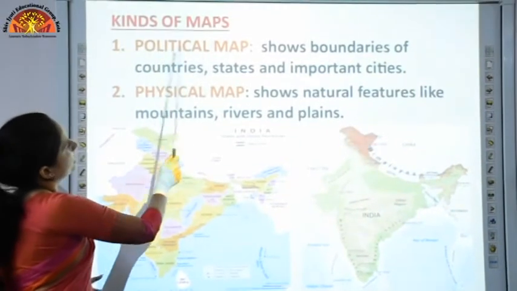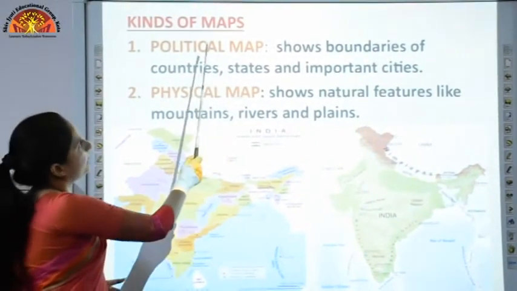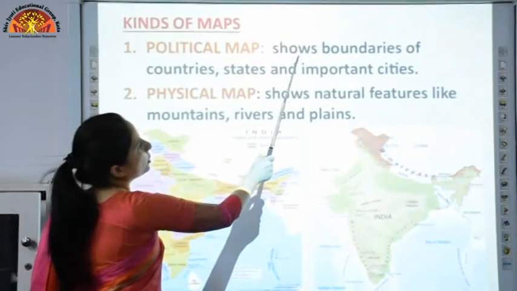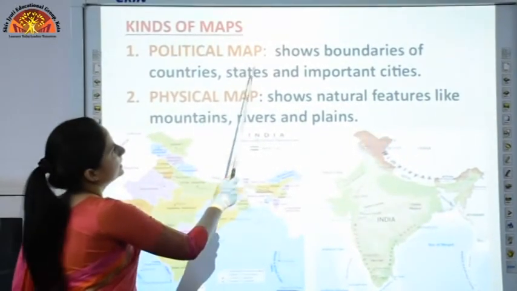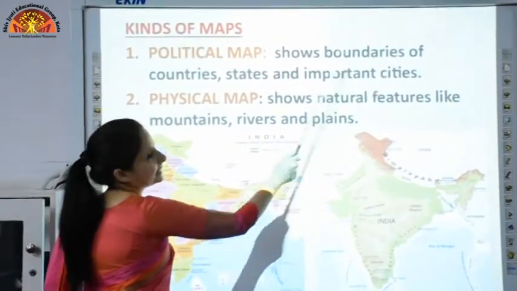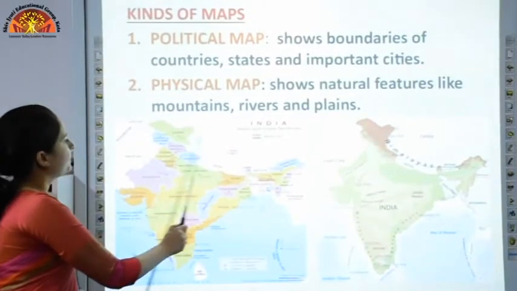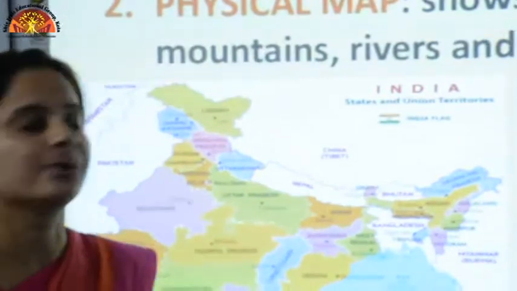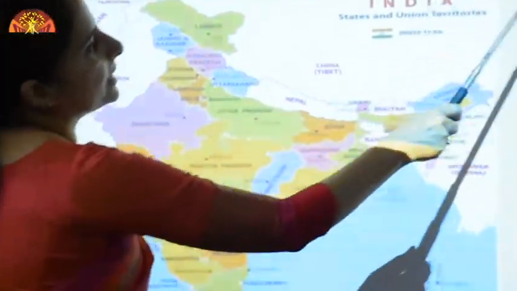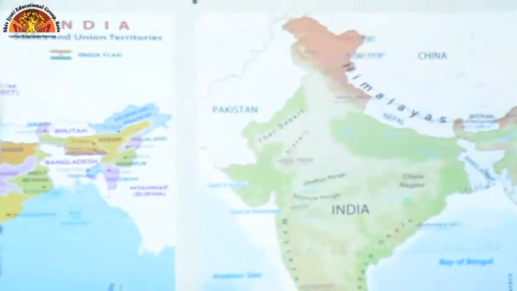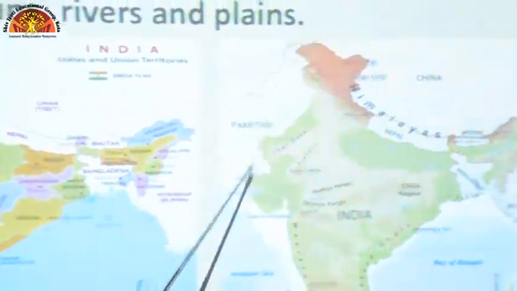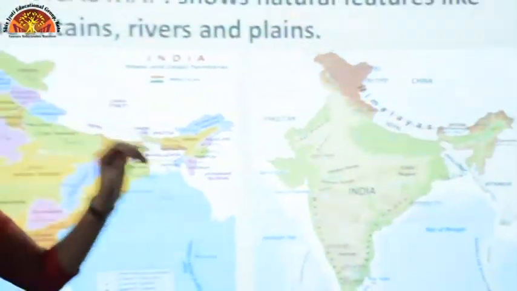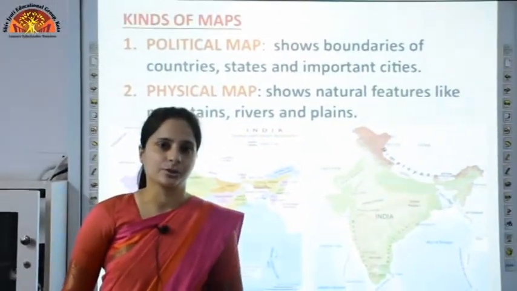Important maps are political map and physical map. Now what is a political map? It shows boundaries of countries, states and important cities. Here you can see the picture of a political map clearly showing the boundaries between the countries, states and important cities. Physical map shows natural features like mountains, rivers and plains. Here this is a physical map of India. It shows all the physical features, rivers, deserts, plains, plateaus.